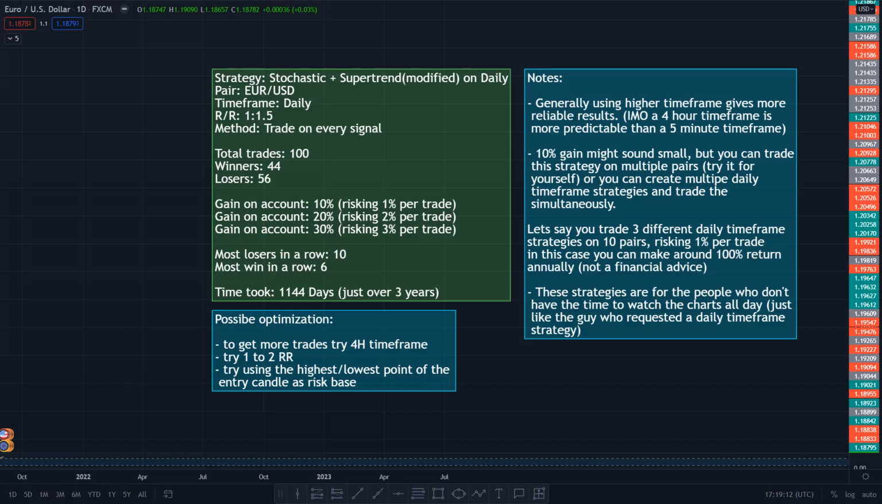If you want to get more trades, you can increase your trade count by 6 times by using the 4-hour time frame instead of the daily. You can also try playing around with different risk-to-reward ratios to find the best one. As I was going through the trades, I noticed that it might give better results if I would have placed my stop loss to the entry candle lowest/highest point. And now, let's see the account balance graph.